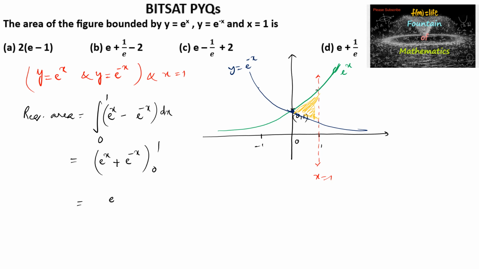So we can write e power 1 plus e to the power of minus 1, and subtract lower limit e to the power of 0 plus e to the power of 0. That is e plus 1 upon e minus, e power 0 is 1, 1 plus 1 is 2. So e plus 1 upon e minus 2 is the answer, which is option B. Option B is the answer.